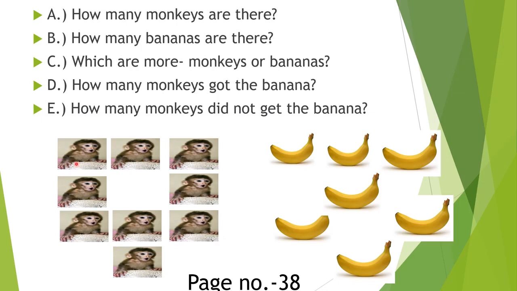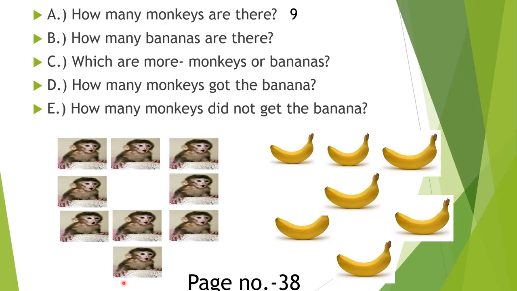We will count all monkeys. 1, 2, 3, 4, 5, 6, 7, 8 and 9. 9 monkeys in this picture. We will count again. 1, 2, 3, 4, 5, 6, 7, 8 and 9. 9 monkeys in this picture. Then I will write here 9. How many monkeys are there? 9.